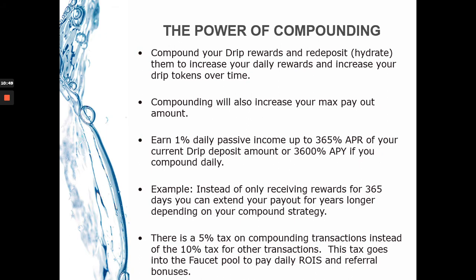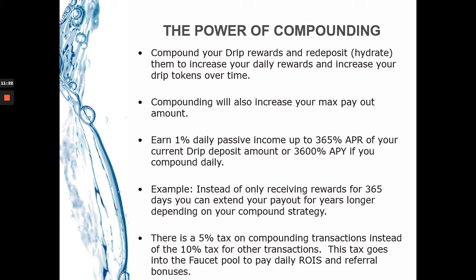So, the power of compounding. I think Einstein or something said it was the eighth wonder of the world. I've never actually verified that; it's just what people say. I don't know that for a fact. But compounding is powerful. You can compound your drip rewards and redeposit what you've earned back into the system, which will increase your daily rewards and increase your drip tokens over time. Compounding will also increase your max payout amount.